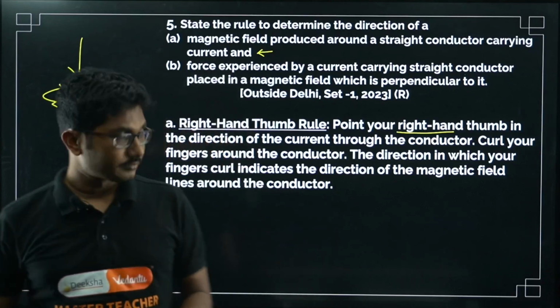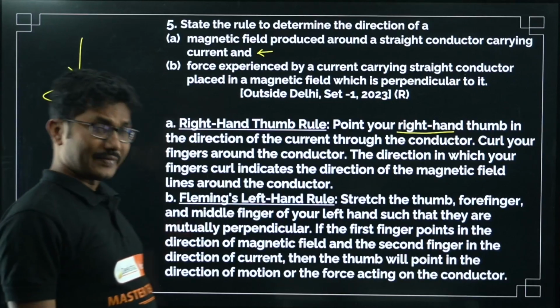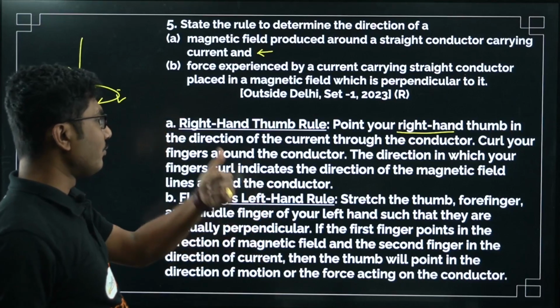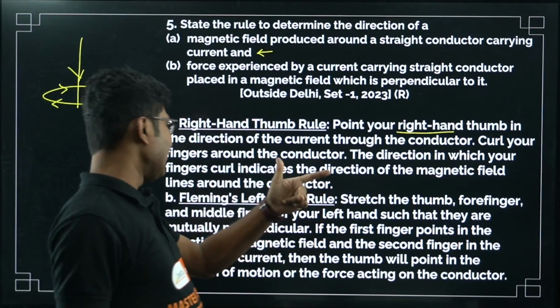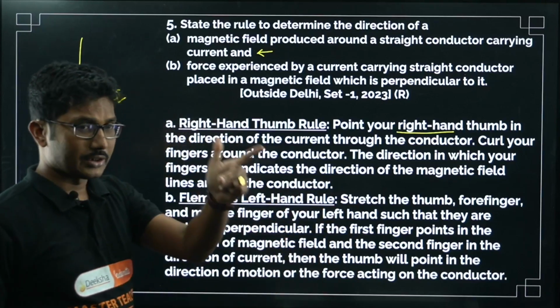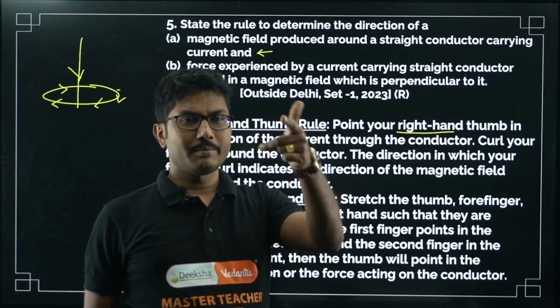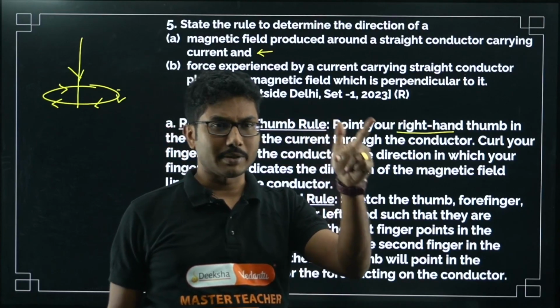Now, next law is what? Next law is Fleming's left hand rule. Stretch the thumb, the forefinger and the middle finger of your left hand such that they are mutually perpendicular. So you stretch your thumb, forefinger, middle finger so that they are mutually perpendicular. You can see that they are mutually perpendicular.